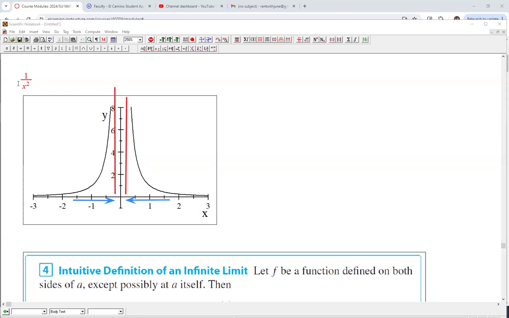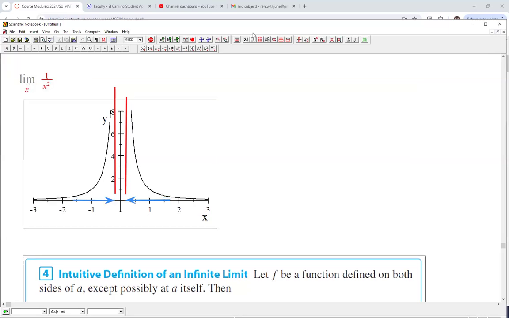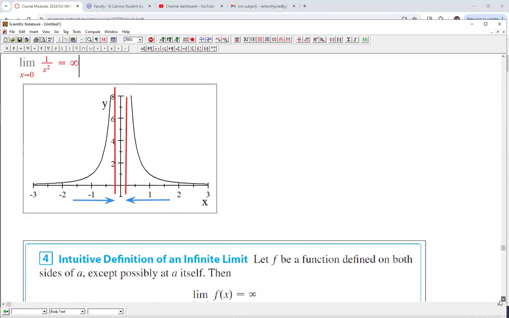So this is an example of the limit as x approaches 0. The limit on either side is going to be approaching positive infinity. And in fact, it is a description of a vertical asymptote. So now by this time, we can move on to the next step.